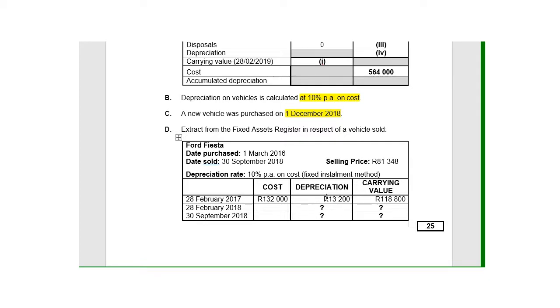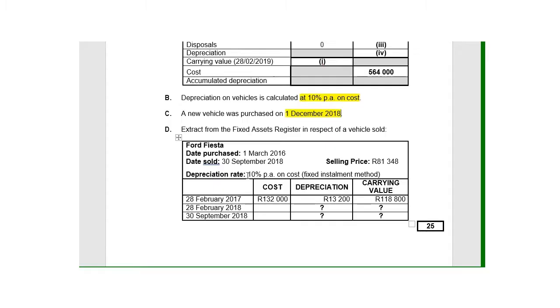So in this case they give me the first year, because we bought it 1st of March 2016, and our year end is 28 February of every year. So year 1 would run from the 1st of March till the 28th of February. So we can take the first year's depreciation. Let's just take it down. So it was from the 1st of March till the 28th of February, 13,200. It is given on the asset register, so I don't have to calculate it.